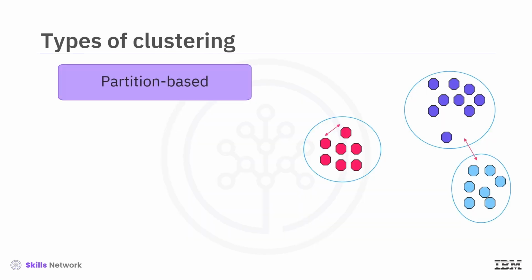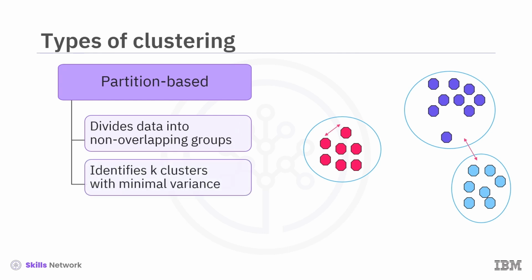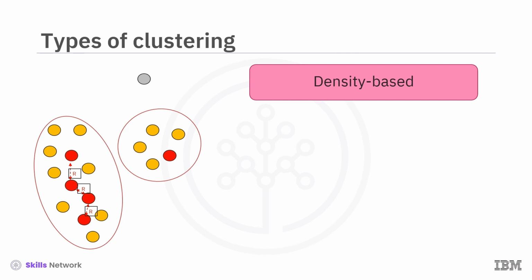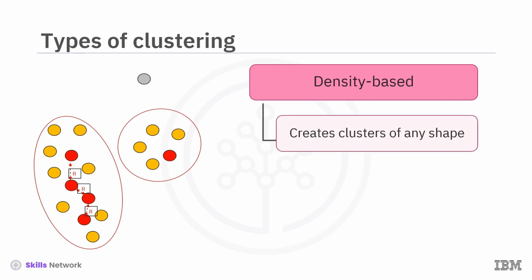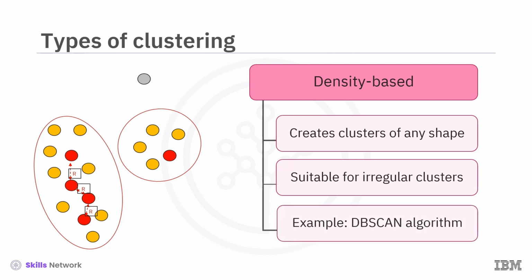Partition-based clustering algorithms divide data into non-overlapping groups. The most common method, k-means, identifies k clusters with minimal variance. These algorithms are efficient and scale well with large datasets. Density-based clustering algorithms create clusters of any shape, making them suitable for irregular clusters and noisy datasets. An example is the DBSCAN algorithm.